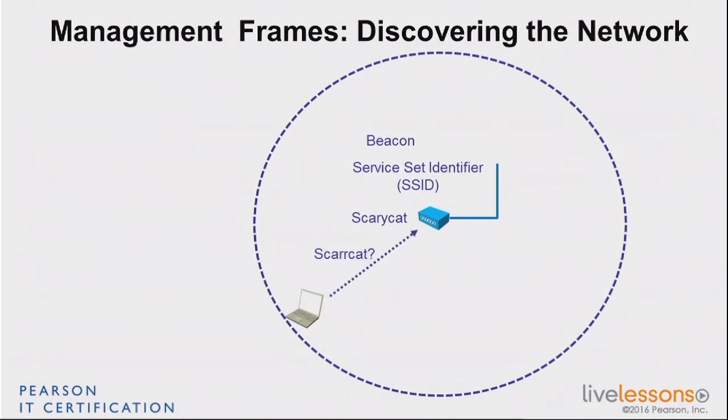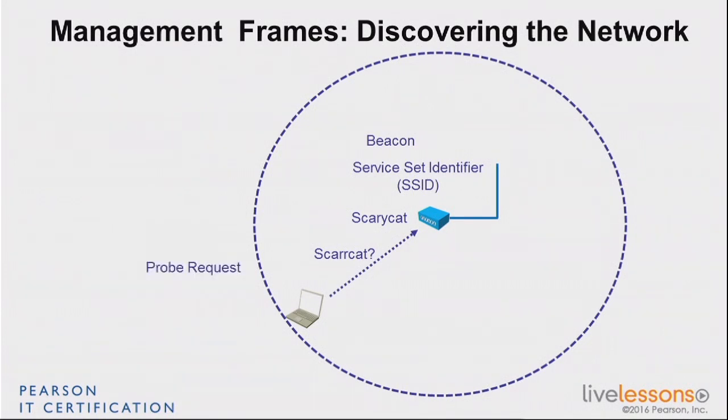Okay, then if you don't hear the access point, maybe you can ask the question. Say, do you do that SSID? And that question is called a probe request. You just choose one channel, and on that channel you send a question out saying, is anybody doing that SSID? You can target a specific access point saying, do you do that SSID? Or you can send it as a general broadcast. Anybody doing that SSID? In both cases, it's called a probe request.